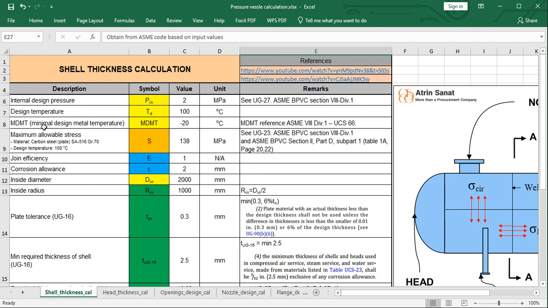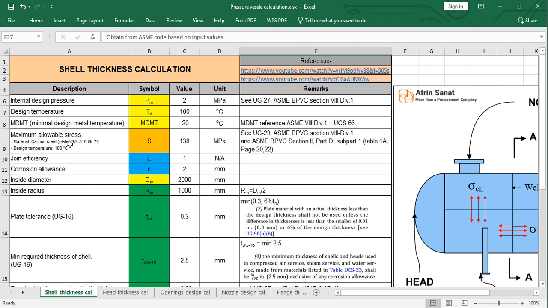And the next one is MDMT, the minimum design metal temperature. This value is set to minus 20 degrees, and I'll create another video to explain this parameter in more detail.